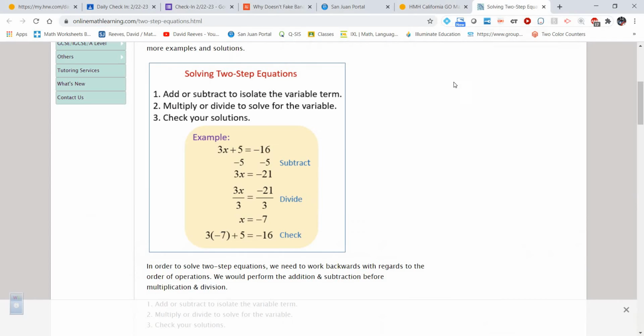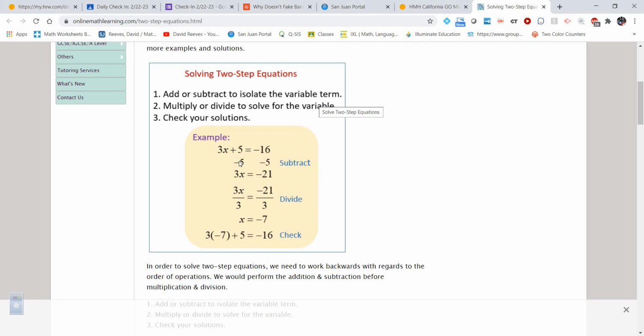So right here I've got just a little diagram that tells us about solving two-step equations. Step one, you want to add or subtract to isolate the variable term. If we look at this equation, 3x plus 5 equals negative 16, the variable term is 3x and the constant term is 5.